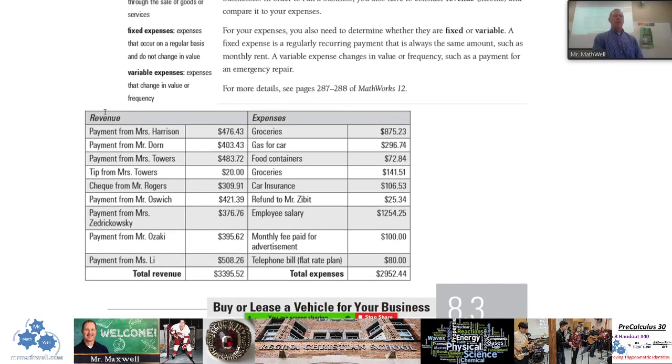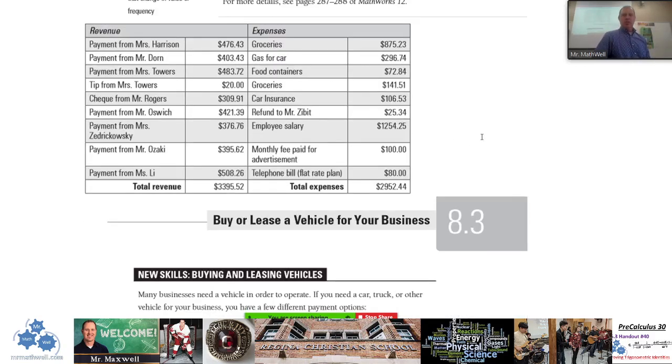Okay. Notice on the left side, revenue, that's all the money that this person takes in for their business. A payment from so-and-so, a check from so-and-so, a tip from so-and-so. And then expenses are the money that's going out. Okay? Revenue is coming into you. Expenses are going out. It's expensive. I got to pay for that. That's expensive, right? That's what you think of.